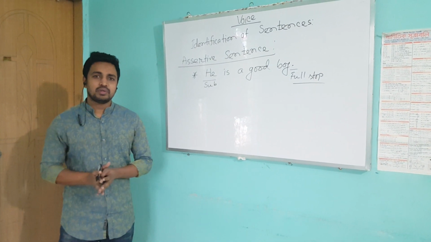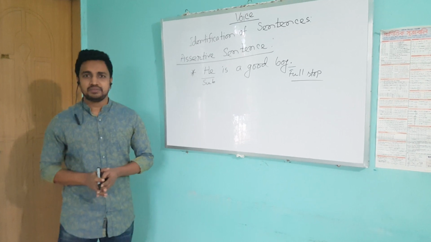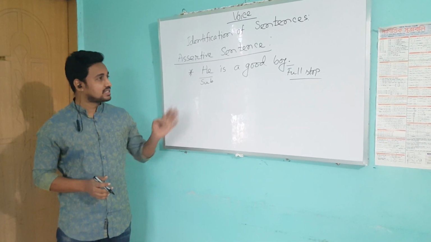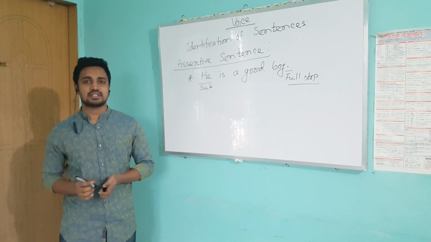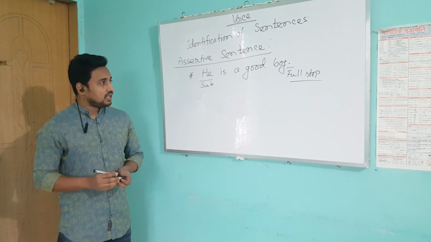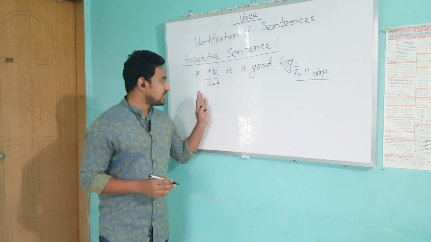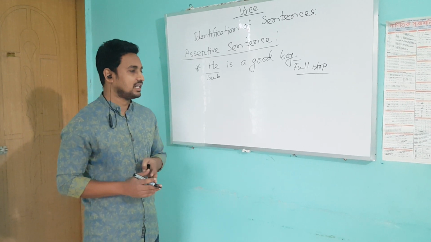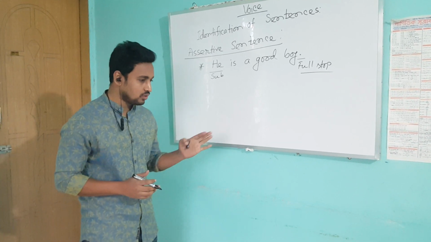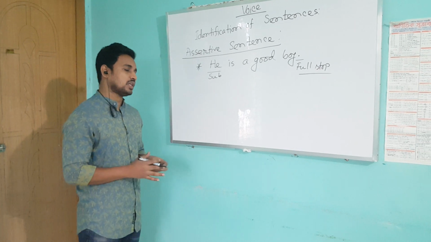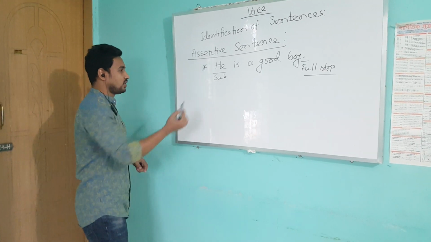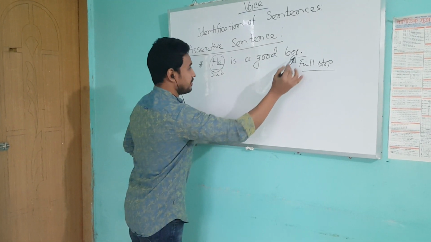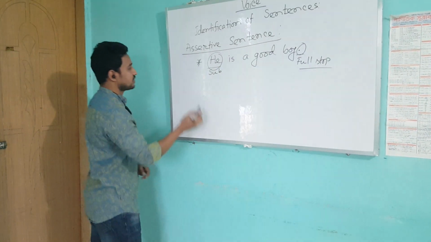Okay, you can even try it in your practical life. It's very easy, it's very normal. So why do we have to understand or recognize an assertive sentence? Because if we don't understand what type of sentence this is, we are not able to change the voice. For an assertive sentence we have different rules, for an interrogative sentence we have different rules. Okay, in an assertive sentence, what have we got? We got subject at the beginning and full stop at the end.